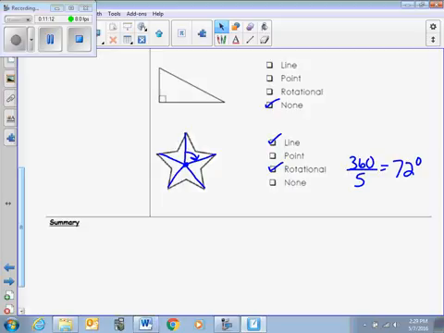So that's our lesson on symmetry. We have one more to go in this unit. It is on dilations. So I will see you soon.